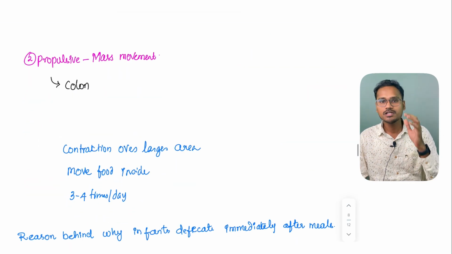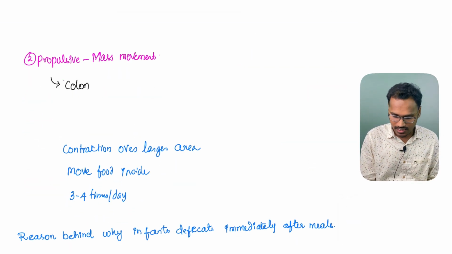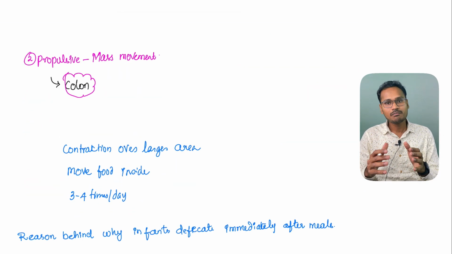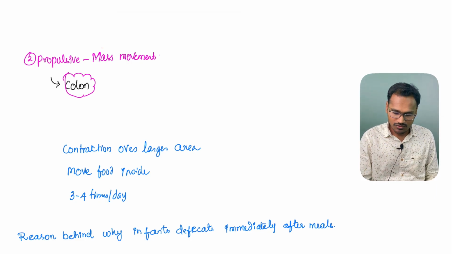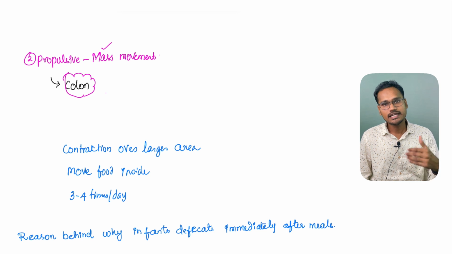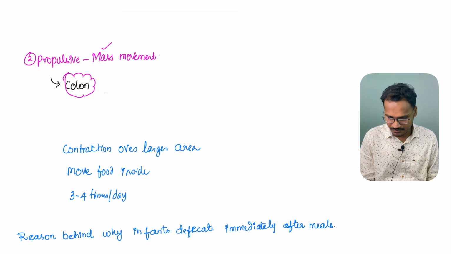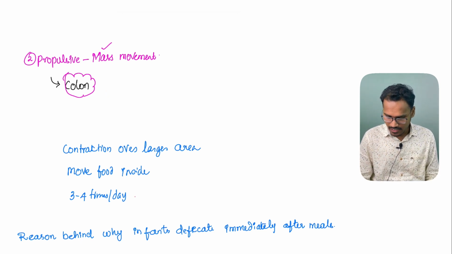Next, coming to another propulsive movement which happens in the colon region, that is called mass movement. It happens in a mass. The mass of the food is there and it is moving in a mass. So that's why it is called a mass movement. It happens 3 to 4 times per day, and the contractions happen over a large area.